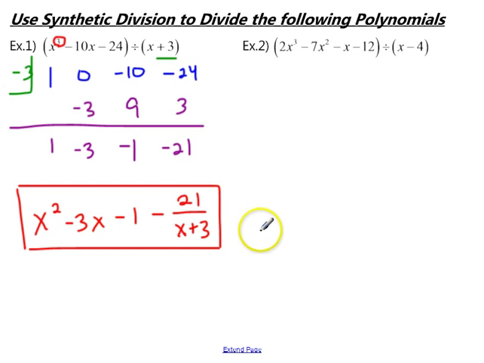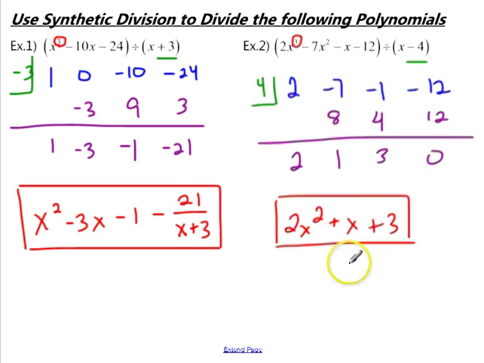So I want you to go ahead and pause, try the second example, and check back with me when you're finished. I want you to make sure that you check your work with mine in the synthetic division and make sure you didn't make any mistakes. You should have finished off with a 0, which means that there is no remainder. So your final answer should be 2x squared plus x plus 3.